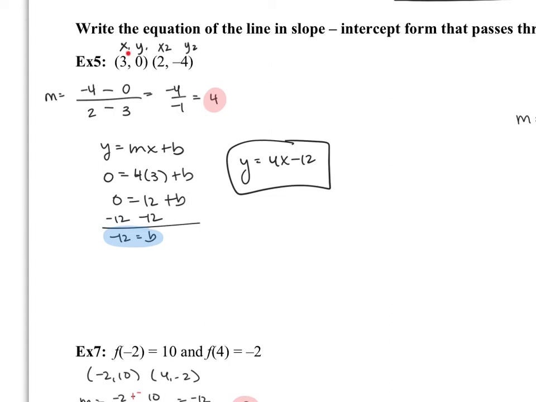And be careful, this is not your y-intercept. This would actually be your x-intercept. Remember, we need the x to be 0 for it to be the y-intercept. So I replaced y with 0 and x with 3, and the slope had to be 4. And eventually I found that it had a y-intercept of negative 12 for an equation of y equals 4x minus 12.